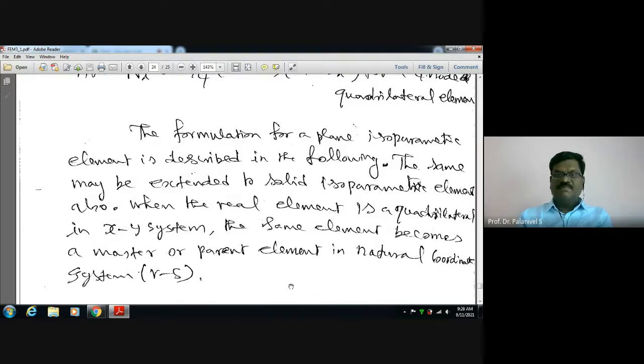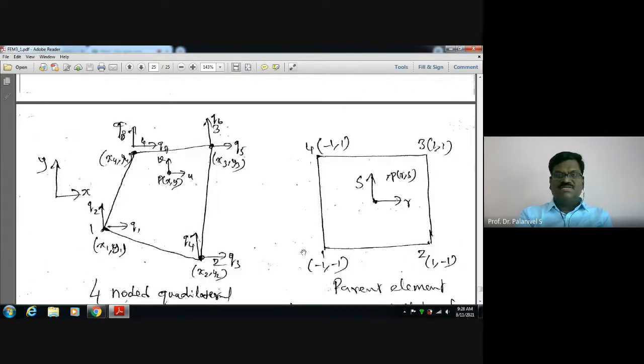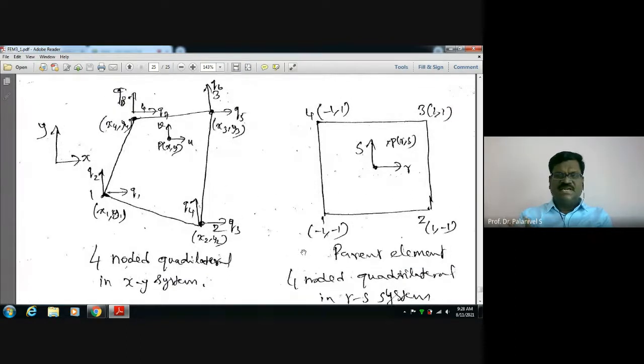When the real element is a quadrilateral in the XY system, the same element becomes a master or parent element in the natural coordinate system RS. This discussion I don't want to discuss in detail. Just remember, read it as it is, because it is given in the same manner in C.S. Krishnamurti's book without much explanation.